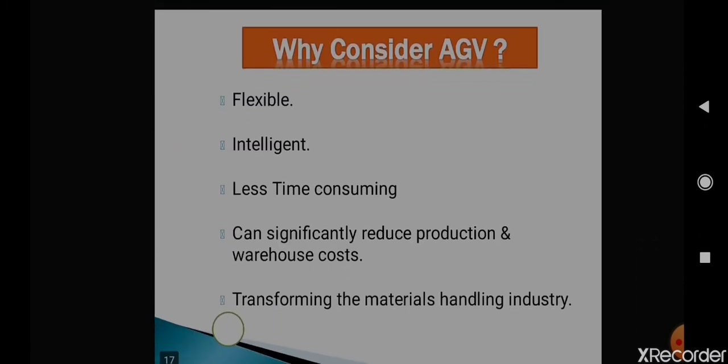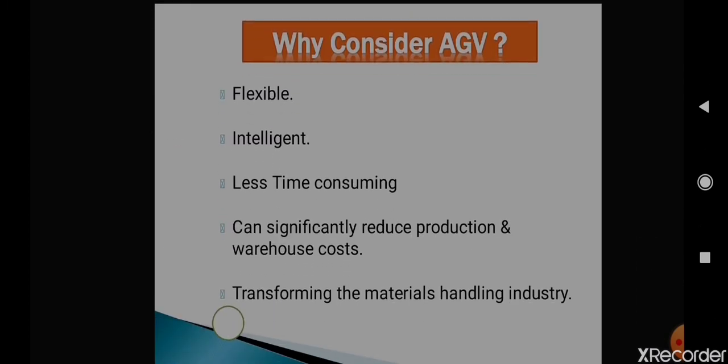And why do we have to consider these AGVs? AGVs are considered because they are very flexible and intelligent. Okay, and one more important thing is that they can work effectively without any breakdown or breakage, and they are transforming the materials handling industry, which is also very important. So these are the AGV considerations, why we are going to consider the AGV. So this is about your automated guided vehicles.